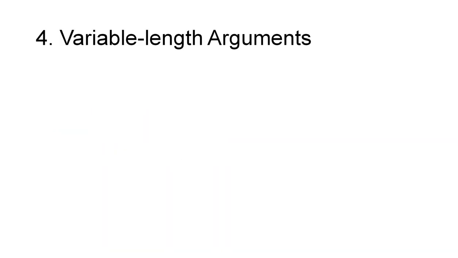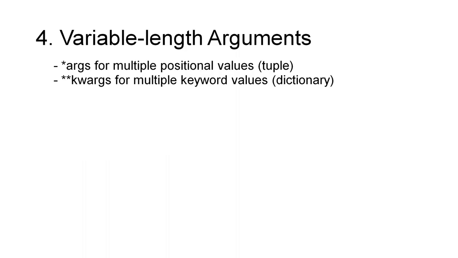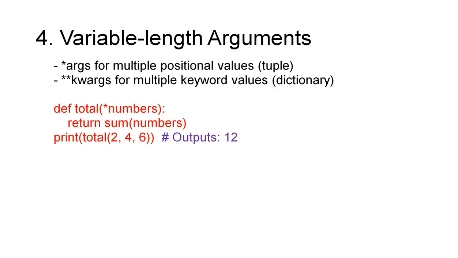And the fourth one is variable length arguments. Here it uses two forms: star, which is for multiple positional values, normally used for tuples, and double star, which is for multiple keyword values, used for a dictionary. For example, I'm defining a function total with star numbers, which takes the numbers tuple, and it returns the sum of numbers. So if I'm printing total of 2, 4, 6, it will sum all the values and give you the output.